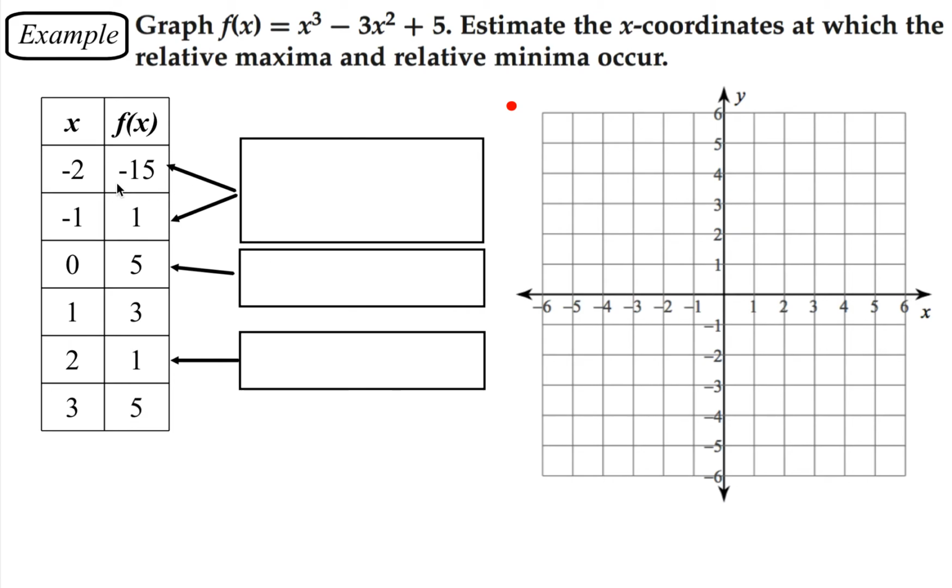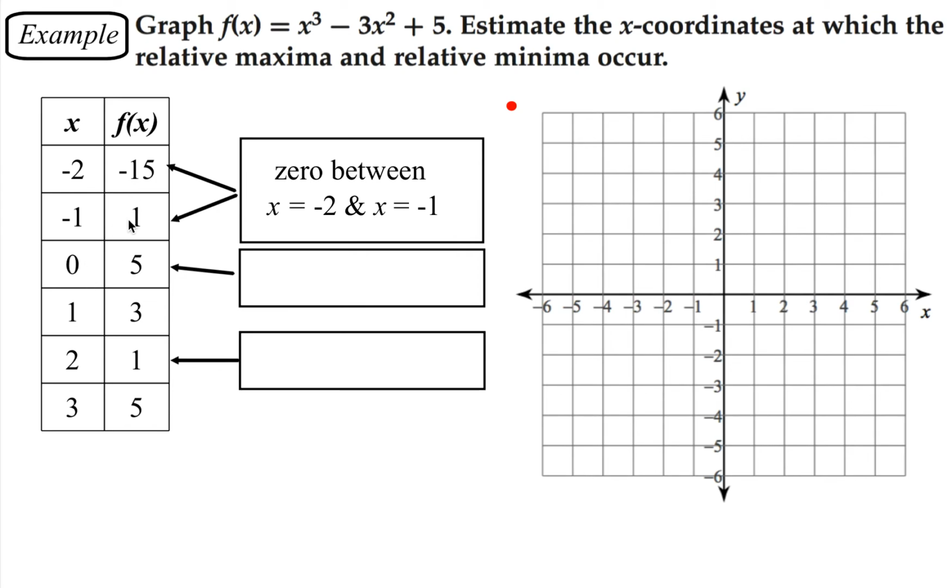Now when you look at what's going on here between x equals -1 and x equals -2, we went from a negative value to a positive value, so we know this thing crosses the x-axis. So that tells us there's a real 0 there. So somewhere between -2 and -1 we have a real 0, and it looks like it's closer to -1 because 1 is closer to 0 than -15 is. So it's very close to -1.